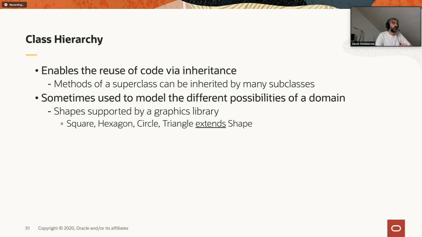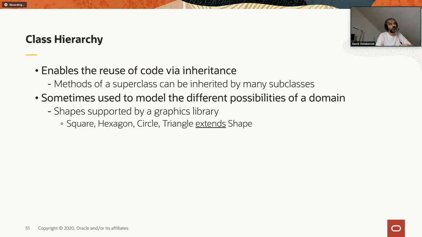Inheritance is something that encourages code reuse. So we basically have a class hierarchy, and a class that extends another class can reuse features from the class that it extends. Now, the class hierarchy is often used for code reuse, but sometimes it's used for something completely different. It is sometimes also used to model different possibilities of a given domain. So for example, we want to model the different shapes that are supported by a graphics application.